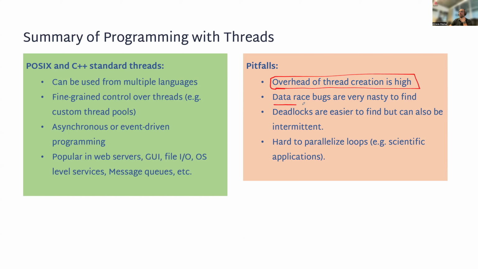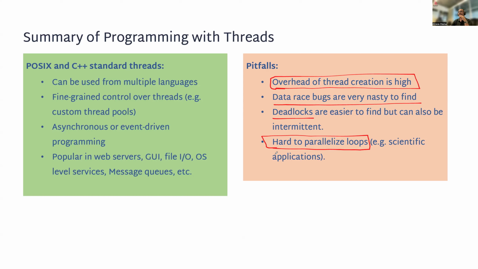Another problem is the data race. In real world applications, it's quite hard to detect data races, so that should be done really carefully. And you also have deadlocks. But more importantly, when you use general thread libraries, it's kind of hard to parallelize for loops, which are quite popular in scientific applications and data science.